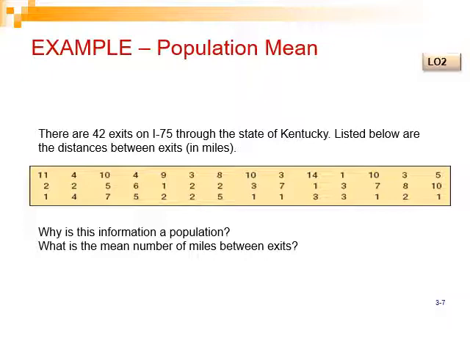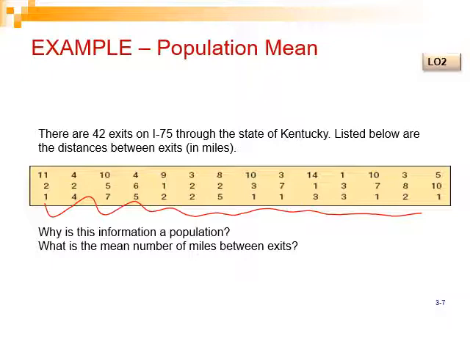First, the question asks why this information is a population. Why is it not a sample? Because if you count these values, you will find 42. If we count all these values, you will find it equal to 42. So we have all the values here, not a sample or a portion of it. So these are the values in our population.